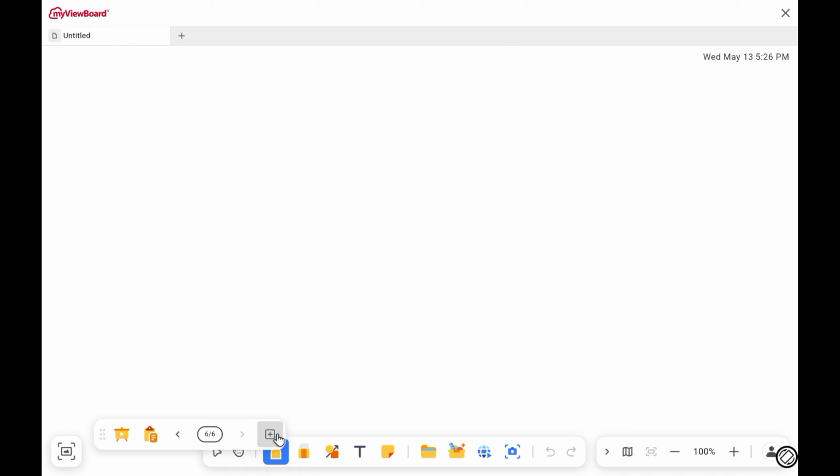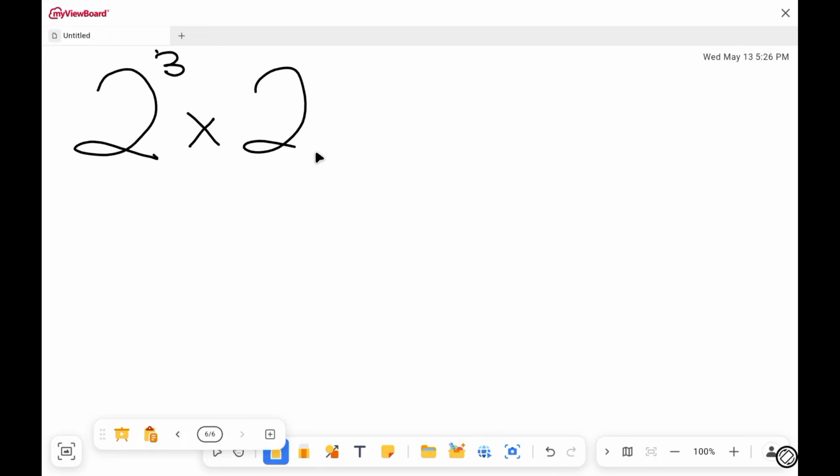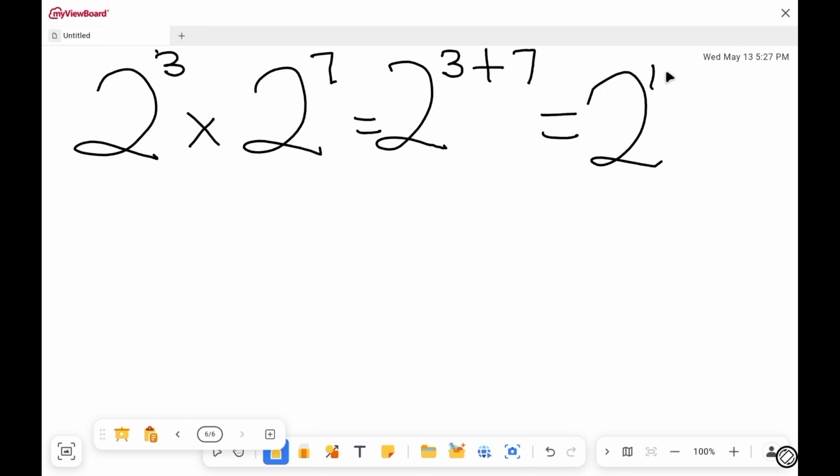Let's take an example here. Let's assume I have 2 raised to power 3 times 2 raised to power 7. So what would be our answer? I'm waiting for you. Okay, you said 2, yes. Raised to power 3, good. Plus, yes. 7, good. Clap yourself. That's good. So that means we have 2 raised to power 10.